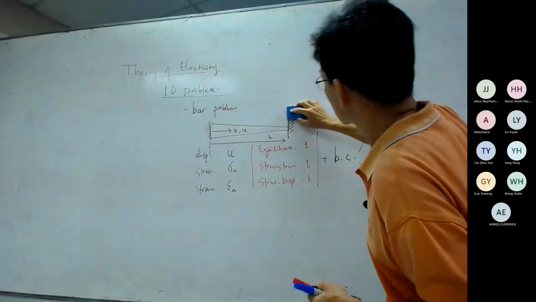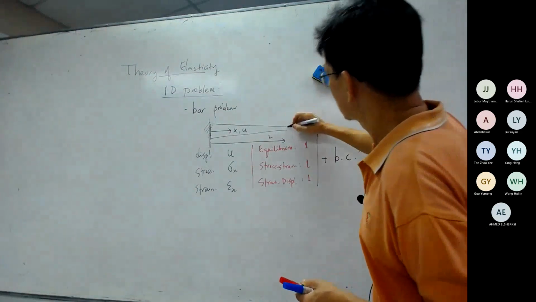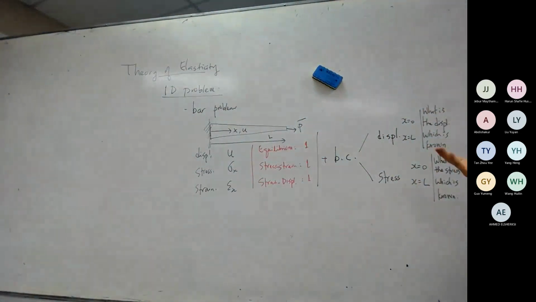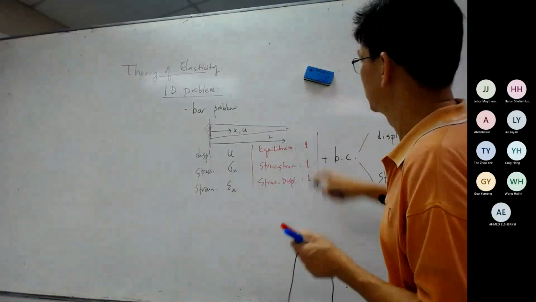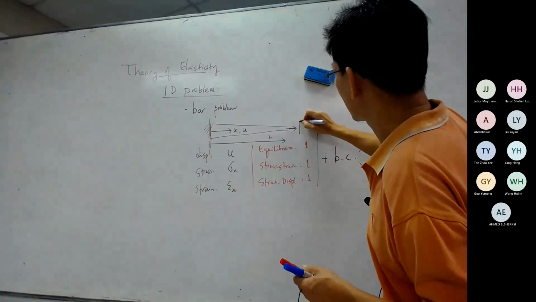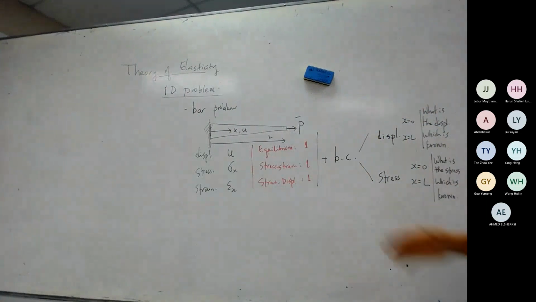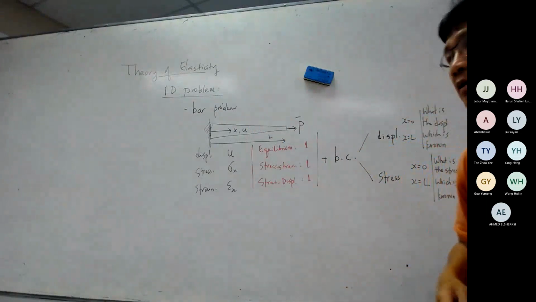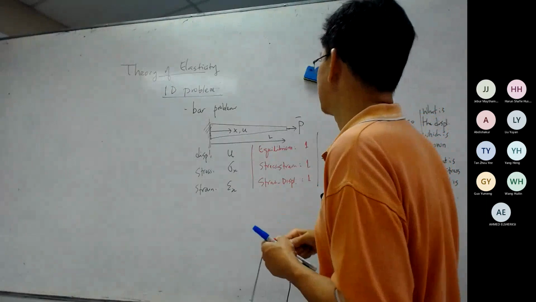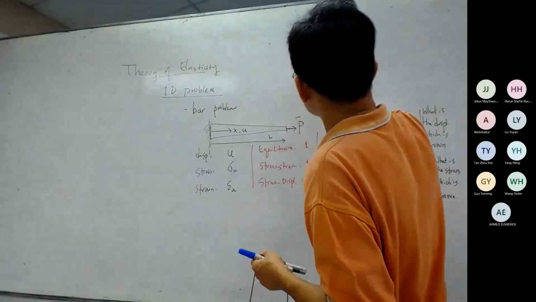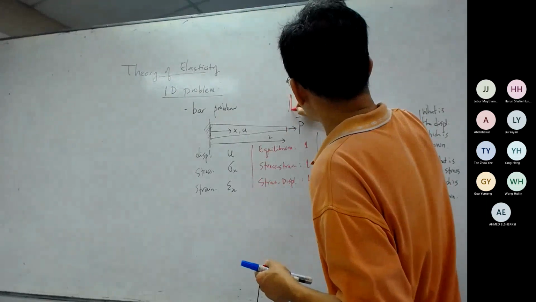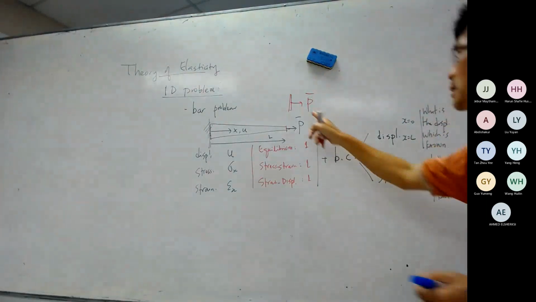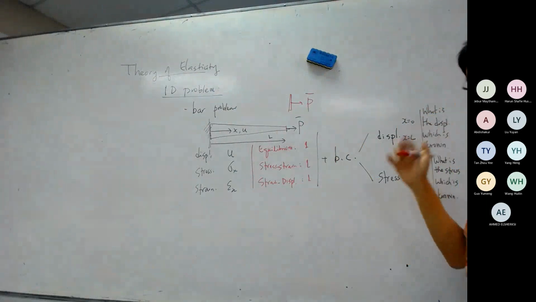But if this is not fixed and there is a point load here, then this is a free end, and under this loading this bar elongates; the displacement we don't know. So what we know will be the stress at this end. When we draw a free body diagram here, this is the force applied there. This is the resultant of the traction applied there.